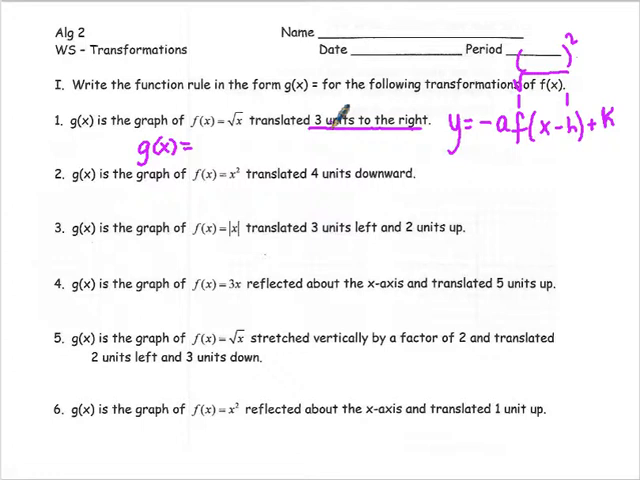So we want to say, okay, well, if I'm moving 3 units to the right, that's going to be an inside operation, and we're doing it to our x, so it's the opposite. And we're going to say, well, let's see, to the right would be positive, so we're going to go x minus 3. But let's make sure we use the right parent function, so we're taking our square root, and we're going to have x minus 3. Let's double check it. To the right would be positive numbers, and we want to do the opposite of that. All right, so that would be the first one.